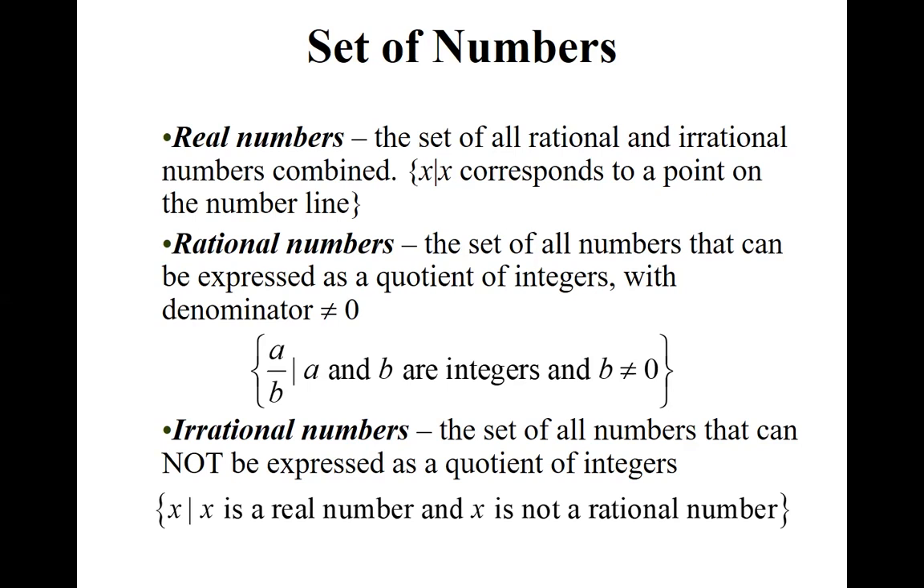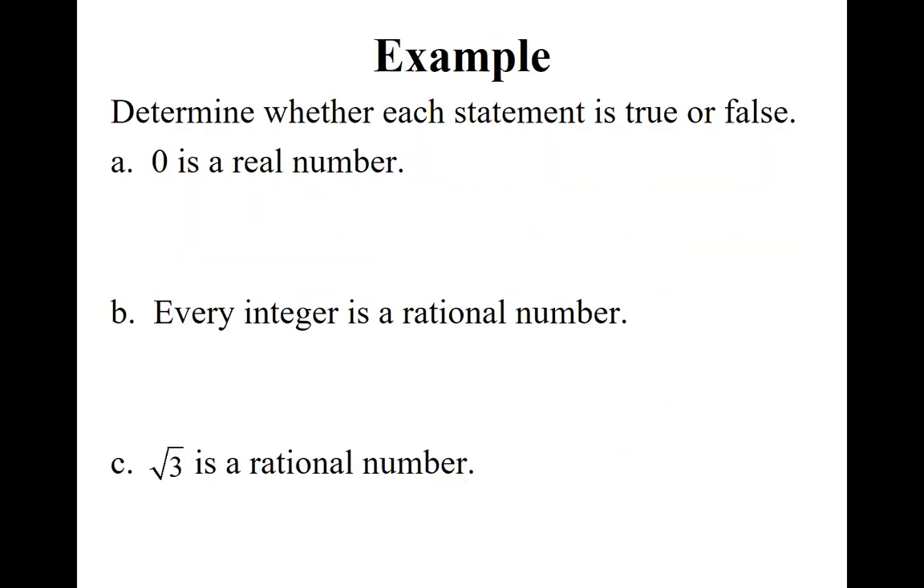If it terminates at some point, 3.125. If it terminates, it can be written as a fraction. It's rational. So if it's non-terminating and non-repeating, it is irrational. Let's look at some examples. Determine whether each statement is true or false.